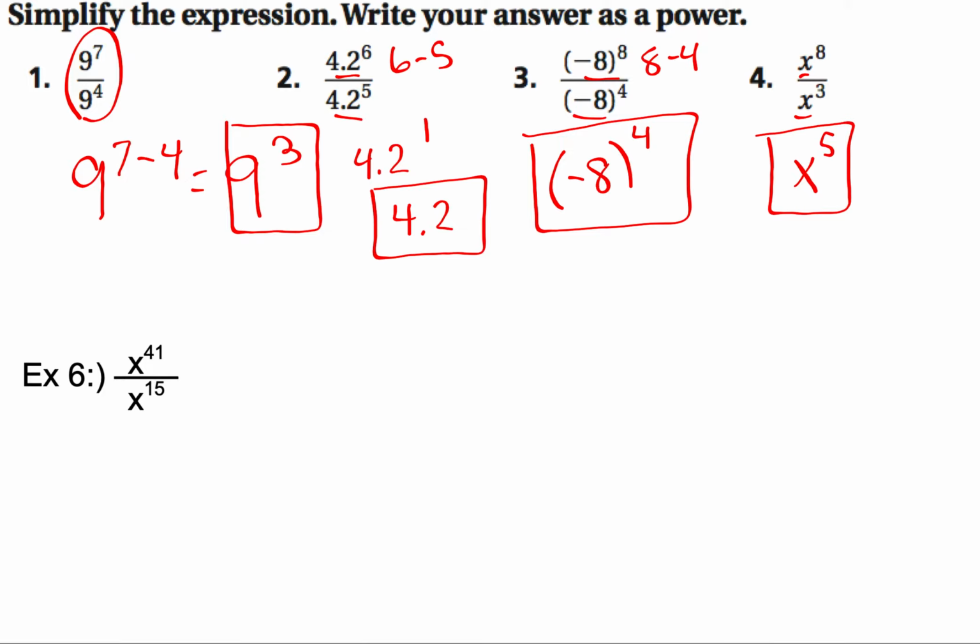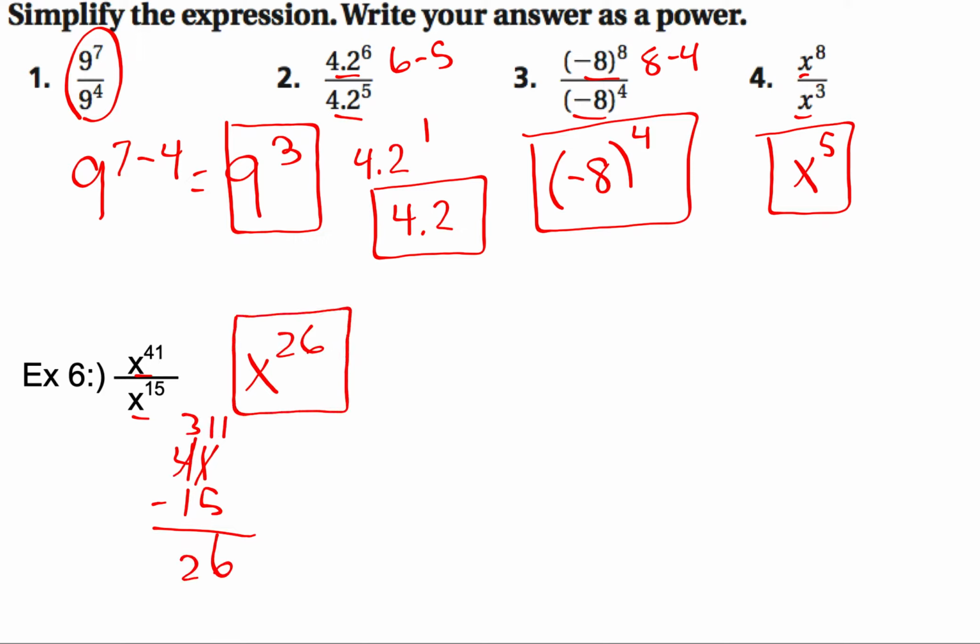Next example, x to the 41st over x to the 15th. Because they have the same base, we can subtract the exponents. And we get x to the 26th.